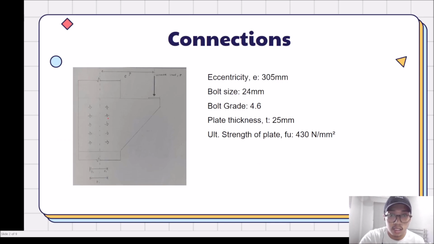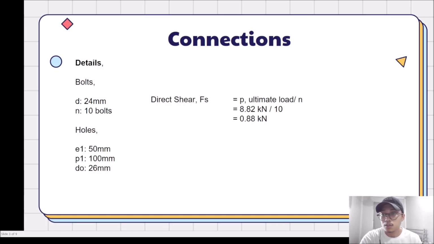Untuk eccentricity E, 305mm, bolt size is 24mm, bolt grade 4.6, plate thickness T, 25mm, and the ultimate strength of plate FU, 430 Newton per mm square. Okay, untuk details, bolts D, 24mm, and number of bolts is 10 bolts. Untuk holes pula, E1 is equal to 50mm, B1 100mm, and DO equal to 26mm.